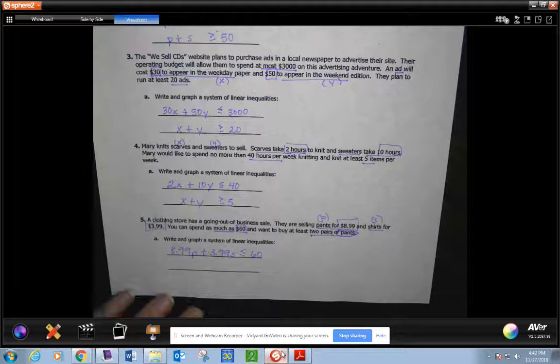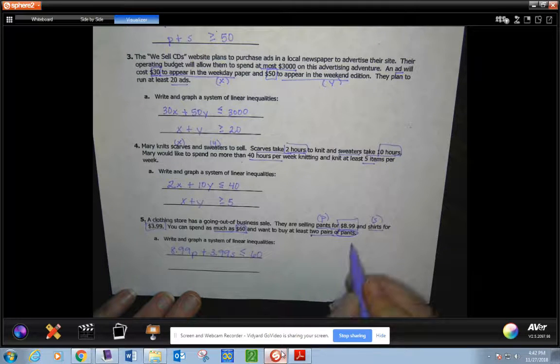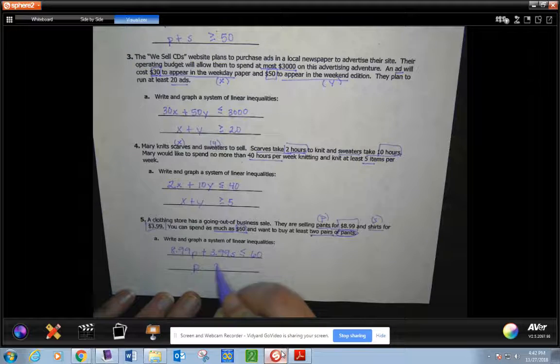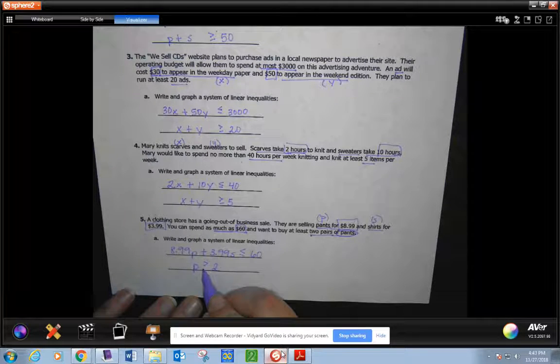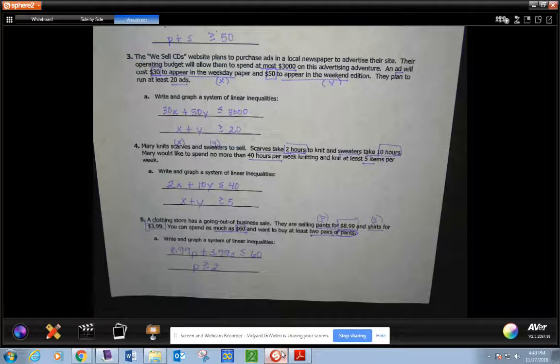So if we want to buy at least 2 pairs of pants, well, pants is P, and I want to buy at least 2. So if it's at least, I could be greater than 2, but not less than, or I could be exactly 2. So I put a greater than or equal to 2.